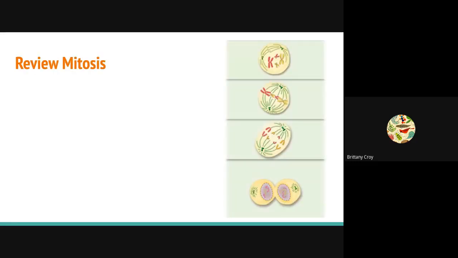Meiosis is very similar to mitosis. So let's take a minute, look at this diagram. Can you recall the phases of mitosis? Can you recall what happens during them? Prophase, the chromosomes condense. Metaphase, the chromosomes line up in the middle. Anaphase, the sister chromatids separate. And telophase, we have two new cells.